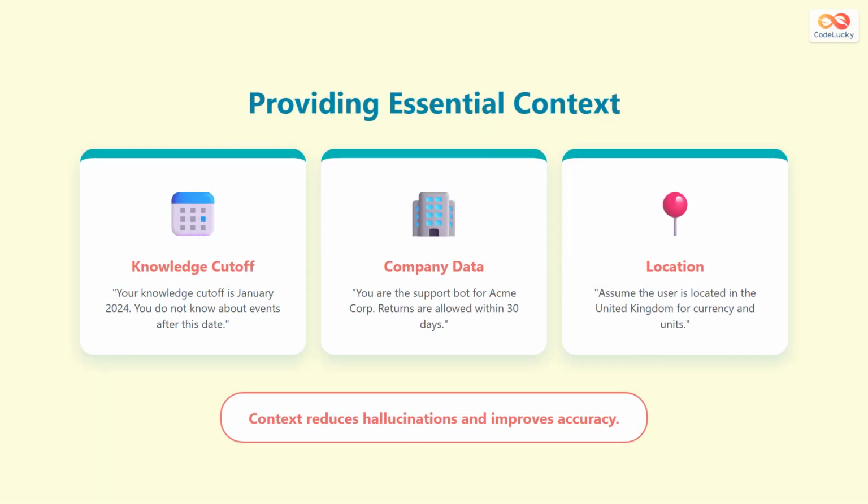To reduce errors or hallucinations, we provide context. If you are building a customer support bot, the system prompt should include the company's return policy and the current date. Telling the model that it only knows events up to January 2024 helps it understand its own limitations.